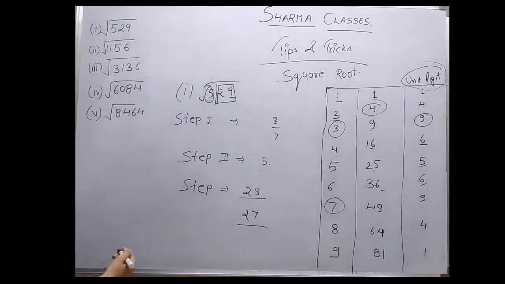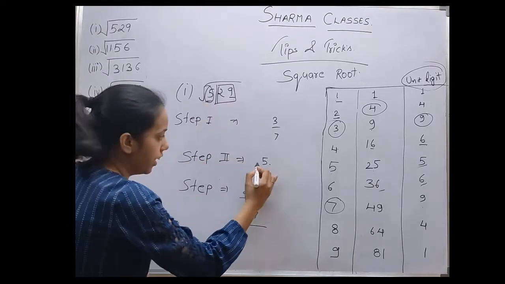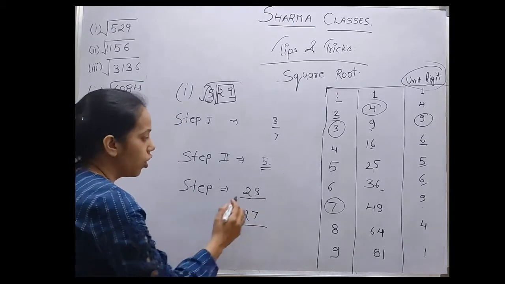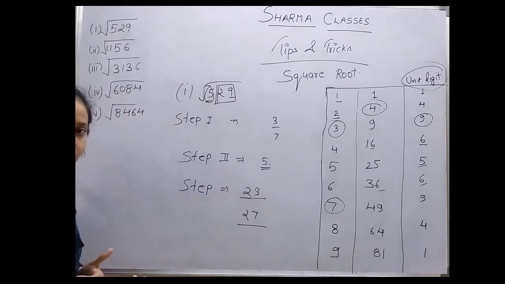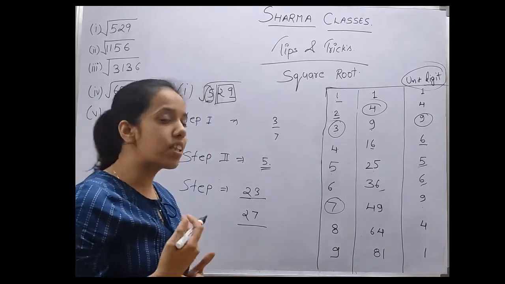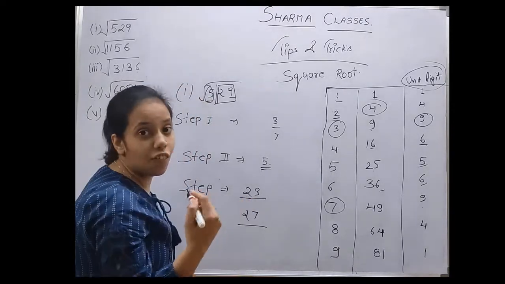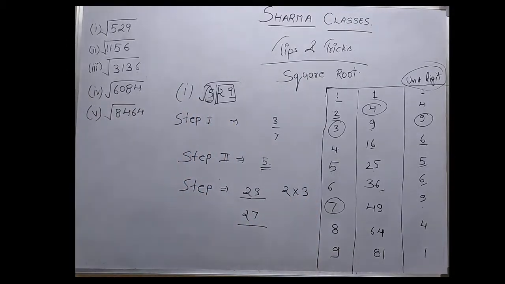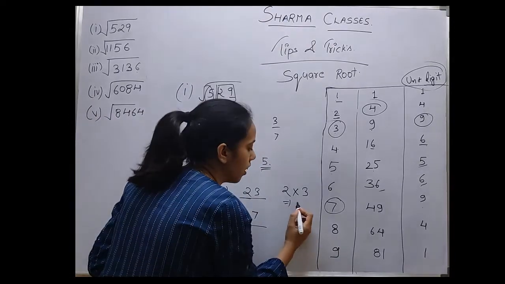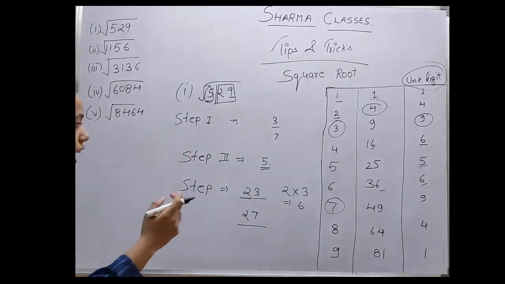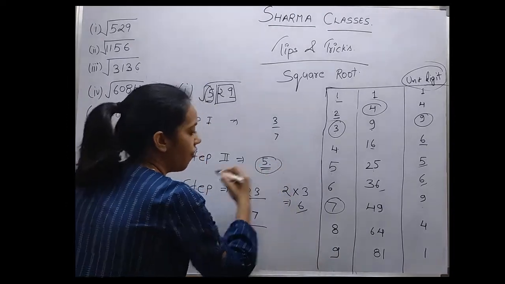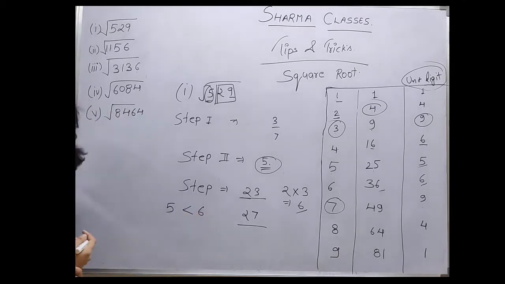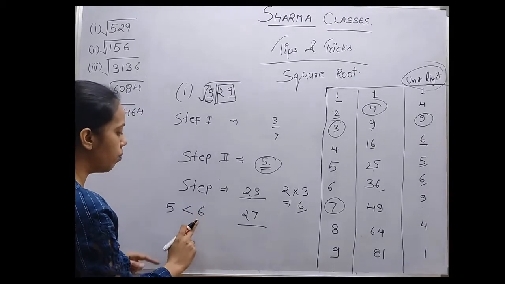So next step, we focus on 5. We have 2. Now what will we do? We multiply 2 by its successor. What is the successor of 2? The successor of 2 is 3. So we multiply 2 by 3, and we get 6. Now we compare 6 to 5. When we compare 5 and 6, 5 is smaller than 6.